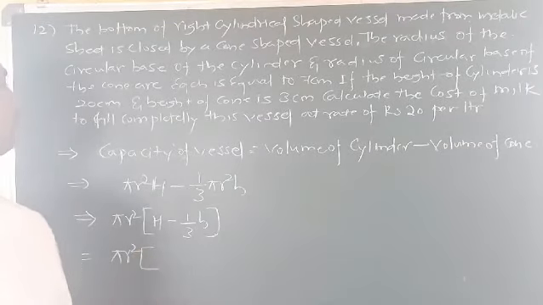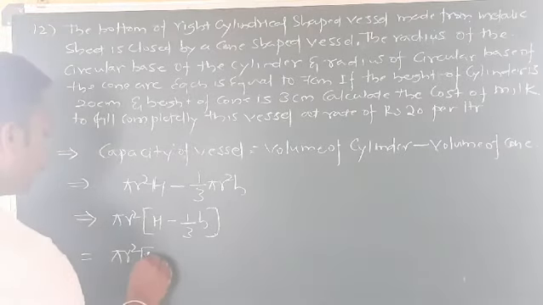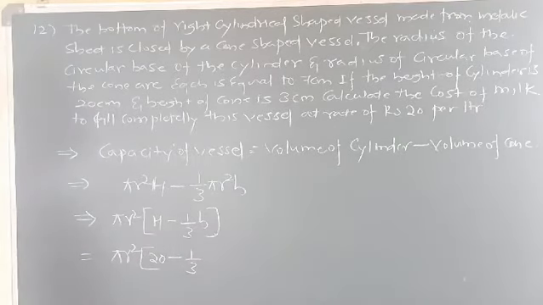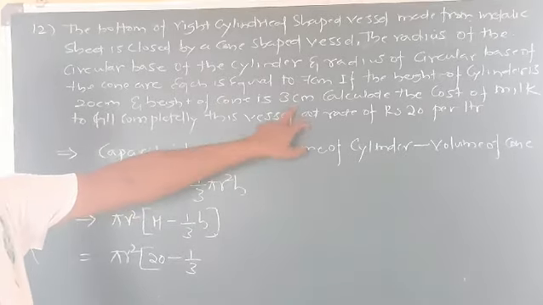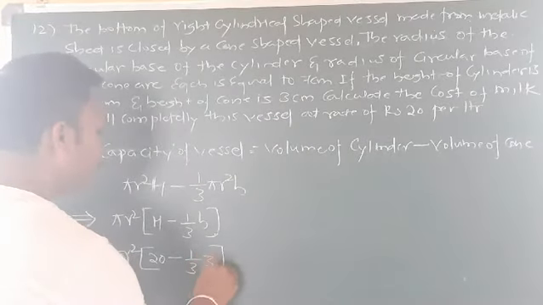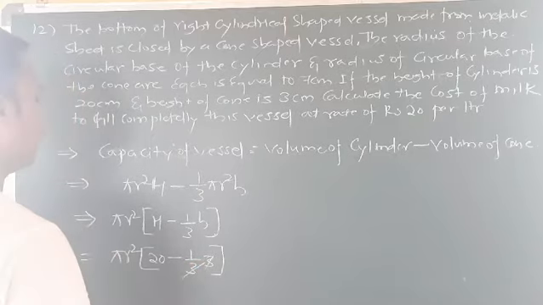Now capital H, this is the volume of cylinder. So height of the cylinder is 20 centimeters. So this is 20 centimeter. Now 1 by 3 as it is. Now height of the cone, so 3 centimeter here. The height of the cone is given already, 3 centimeter. Now this 3 will cancel here.